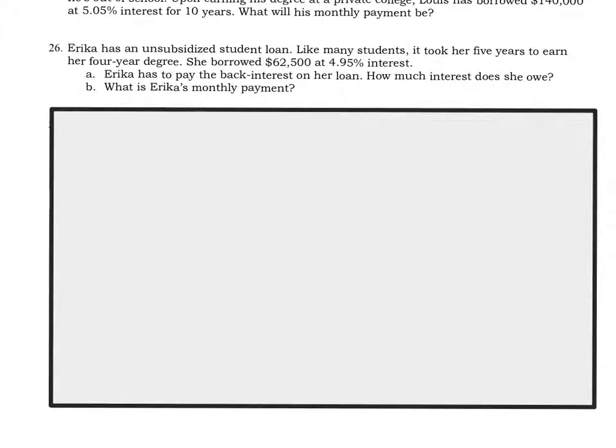Finance practice exercises number 26. Erica has an unsubsidized student loan, and like many students, it took her 5 years to earn her 4-year degree.